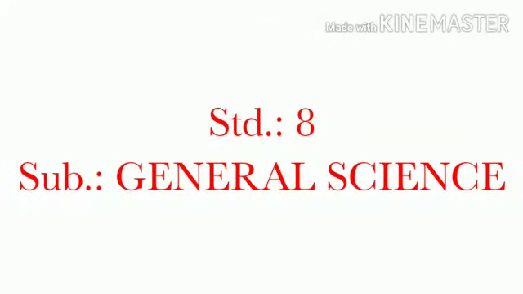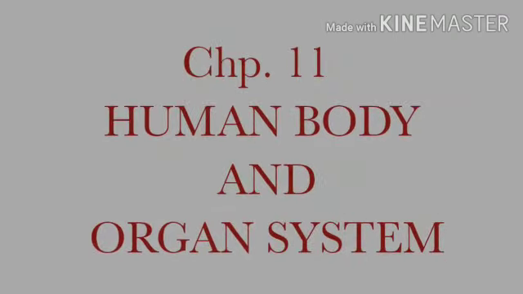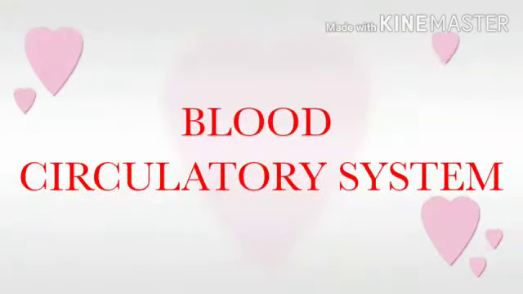Standard 8, Subject General Science, Chapter number 11, Human Body and Organ System. Blood Circulatory System.